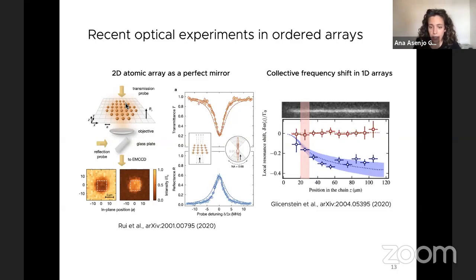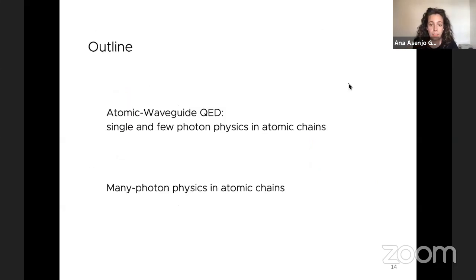Another recent experiment has shown collective frequency shifts in light in a 1D array. This has been performed in a group of Thulium waves. These are the first experiments, I think, that show interference effects in how light interacts with atomic arrays.